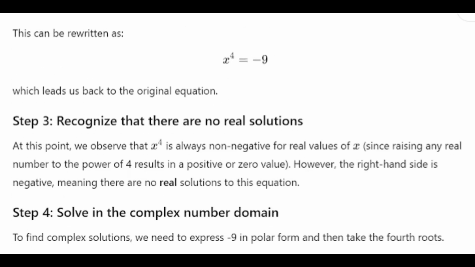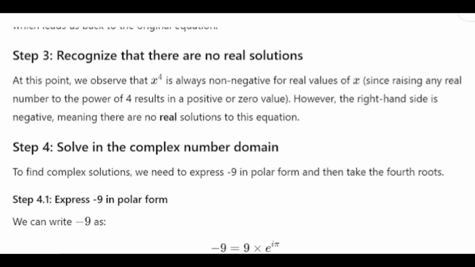Now in step 3, we recognize that there are no real solutions. That is, at this point, we observe that S to the power of 4 is always non-negative for real values, since raising any real number to the power of 4 results in a positive or zero value. However, the right hand side is negative, meaning there is no real solution to this equation. We can see that the left hand side is this and the right hand side is this, which is negative, and this shows that there is no real solution to this equation.